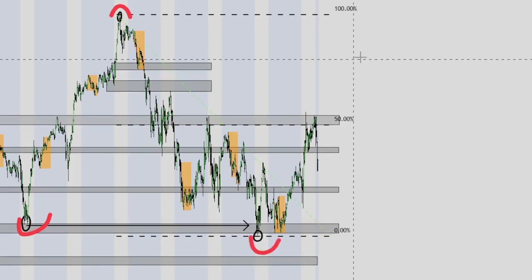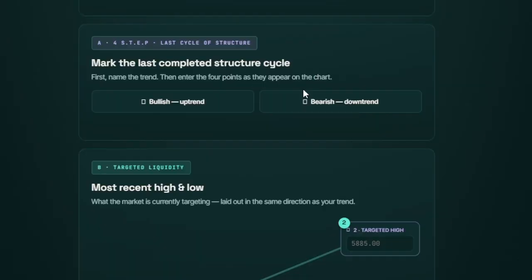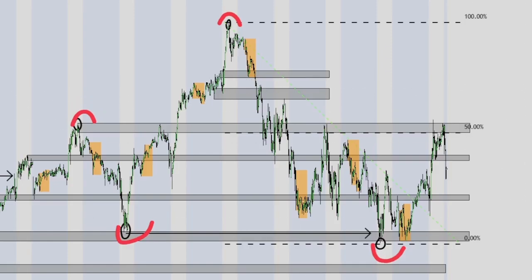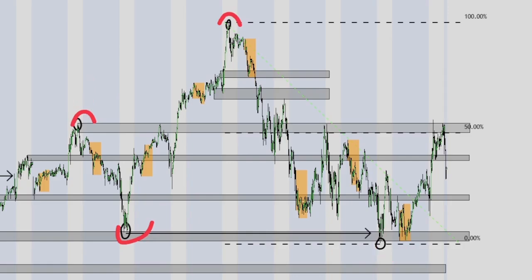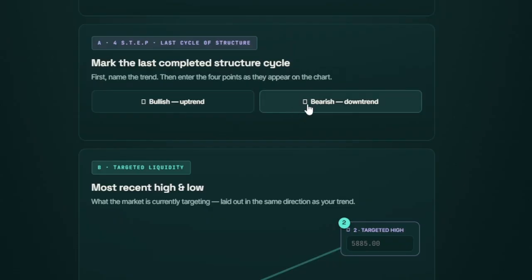Let's dive in. Are we in a bullish or bearish trend? How I define this is a very simple way. What we can see here is the last structural break was here. We had a high, a low, a high, then a low down here. This was the last low that got broken. So technically, we are in somewhat of a bearish trend, or that's how the application defines it. So we want to click bearish.